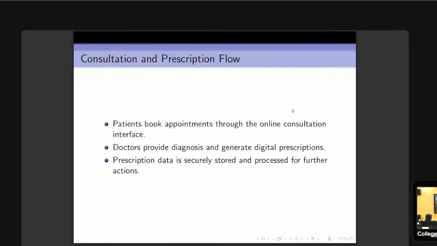And about the consultation and prescription flow, patients book appointments through the online interface, and the doctors conduct consultations remotely, and they generate digital prescriptions based on the diagnosis.